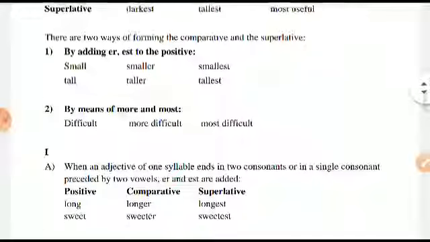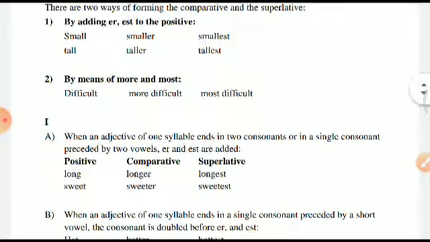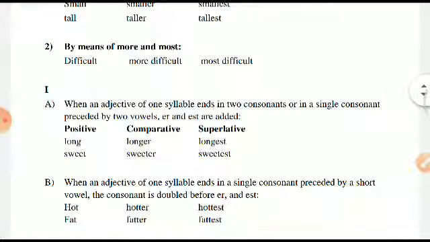Now, there are two ways of forming the comparative and superlative. By adding er, est to the positive: small, smaller, and smallest. Tall, taller, and tallest. By means of more and most: difficult, more difficult, and most difficult. Right, now, when an adjective of one syllable ends with two consonants or a single consonant preceded by two vowels, er and est is added.